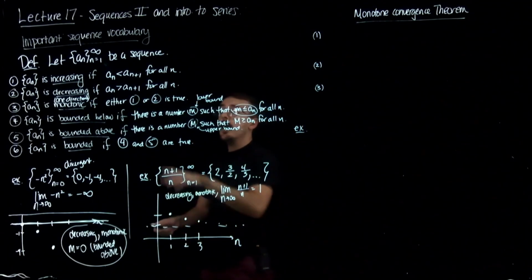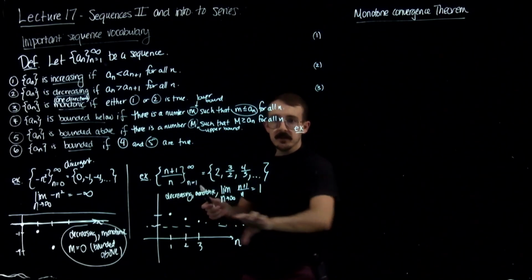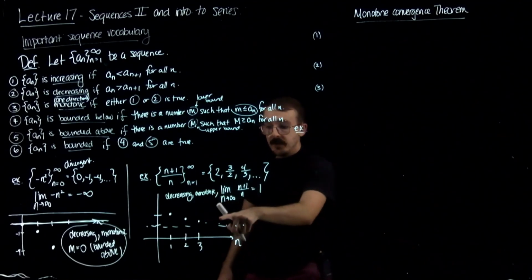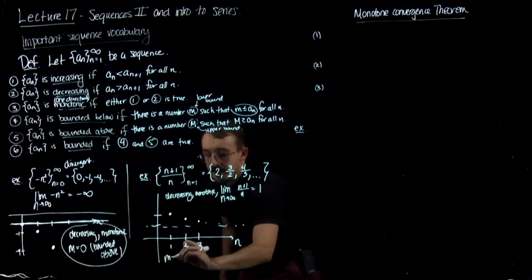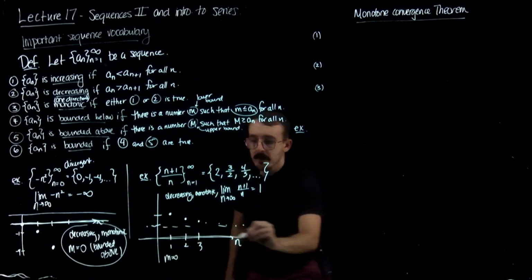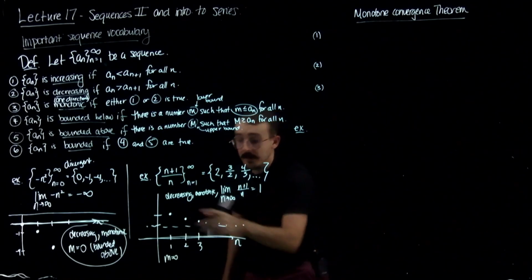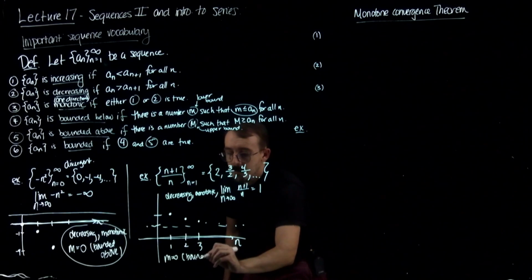Are we bounded below? Is there a number that's strictly going to be below every single term in the sequence? Yes. It approaches 1, so 0 would be an example. If little m is 0, 0 would be below all of the terms. I could also pick 1 as well, but I'll just pick 0. So this means we're bounded below.